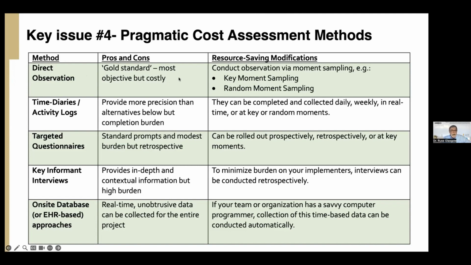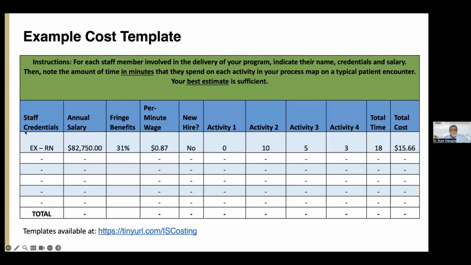So other alternatives that are frequently used here, sometimes in combination, are activity logs, which provide a lot of specific information, and over time, if you can get people to fill those out on a regular basis. Other things like targeted questionnaires. And in our experience, particularly if you start with one of these two, the logs or questionnaires, and then follow up with an informant interview, that can be really helpful.